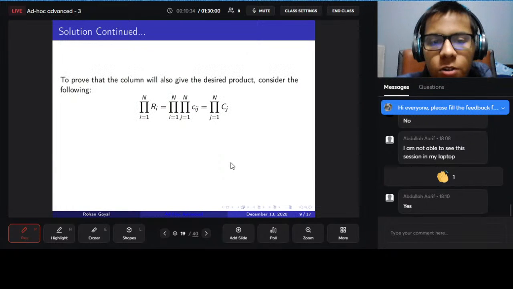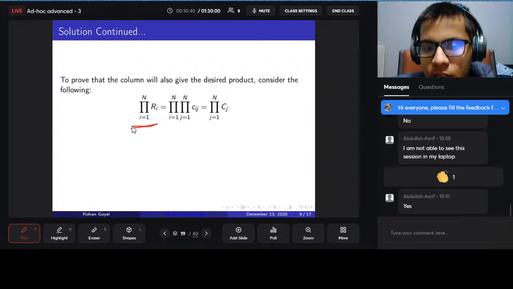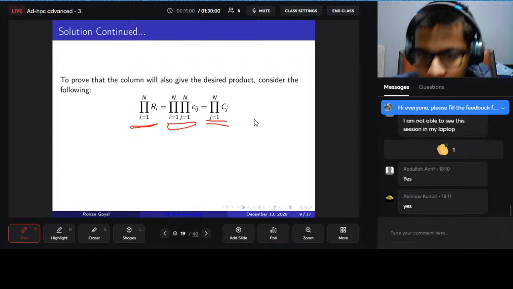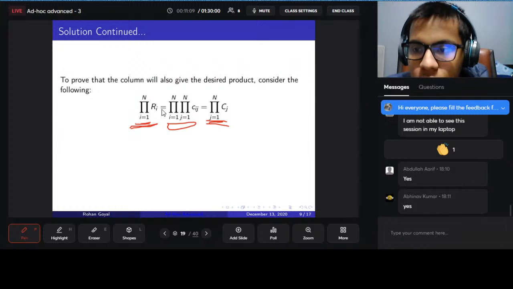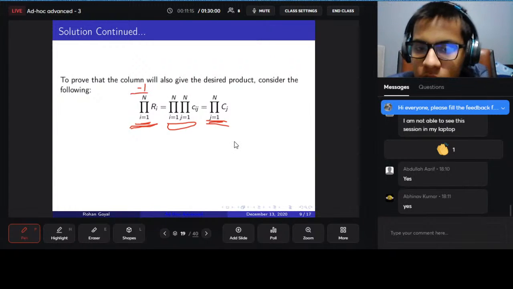Okay, the important thing to notice is the product of all row products is the same as the product of all the values of all cells. So it is also the same as the product of all column products. Does this make sense? Yeah. So because this quantity and this quantity are equal, and this value we know is minus 1.